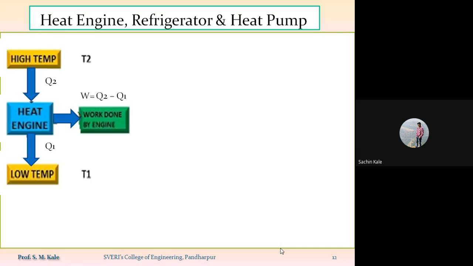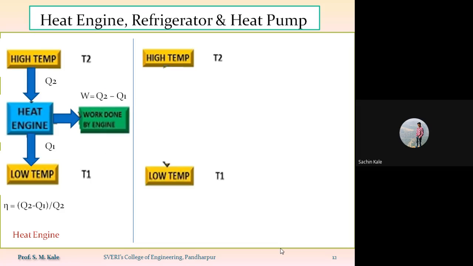And the efficiency of a heat engine is given by the equation: efficiency is equal to (Q2 minus Q1) divided by Q2, which is equal to W divided by Q2, where Q2 is the amount of heat supplied and Q1 is the amount of heat rejected from the heat engine.